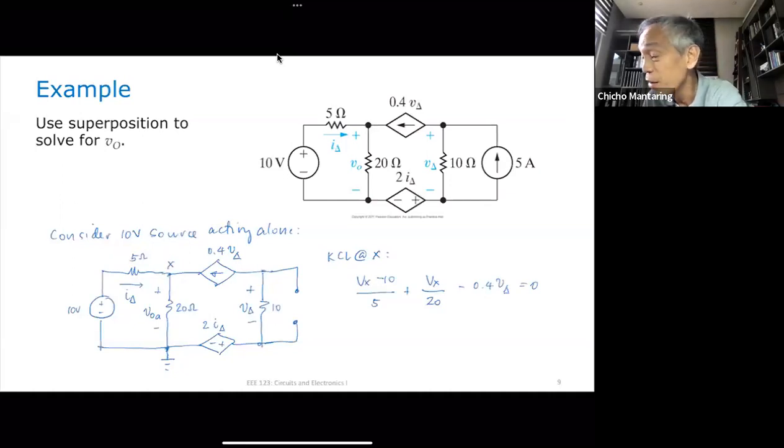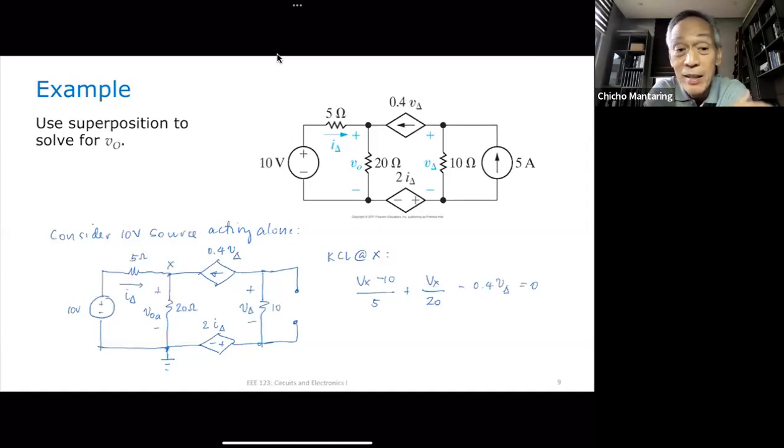How many unknowns do I have? 2. Right? I have 2 unknowns. So what other equation can I form so that I can solve for my two unknowns? Can somebody give me that equation? I'll give you a hint. How do you compute for V's of delta?